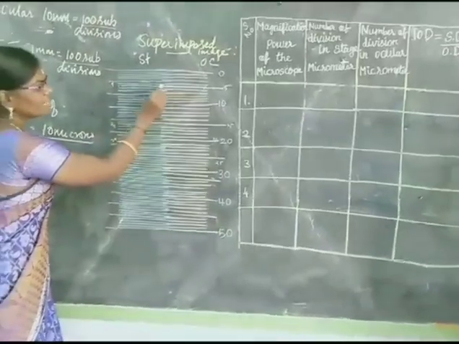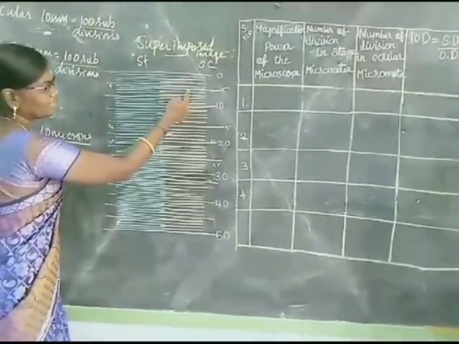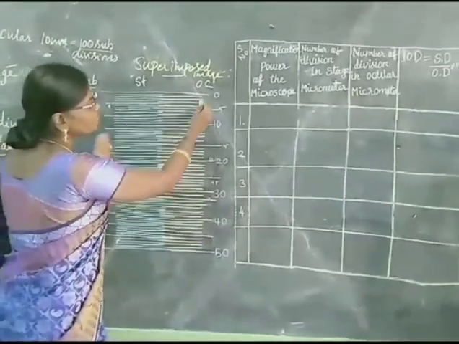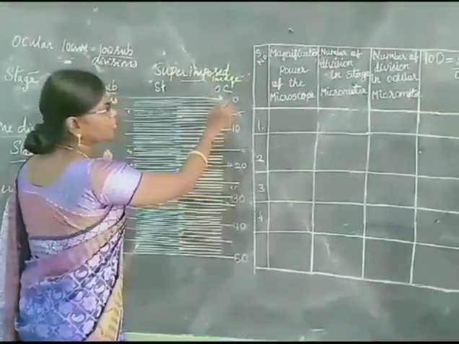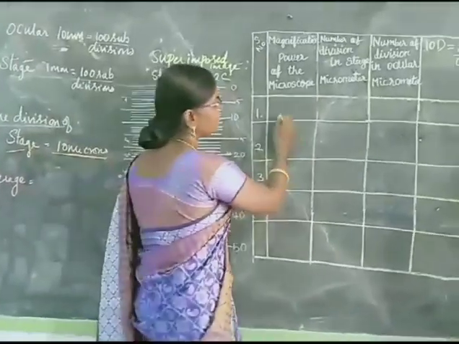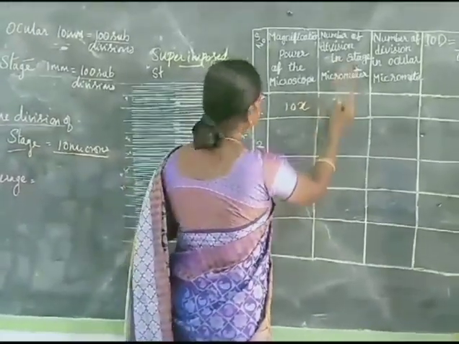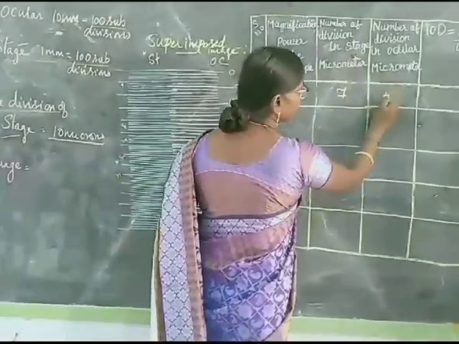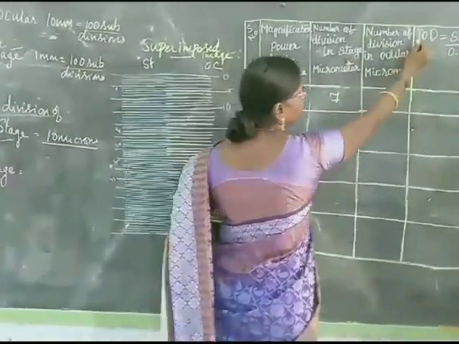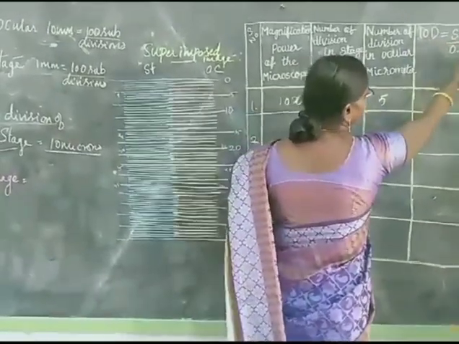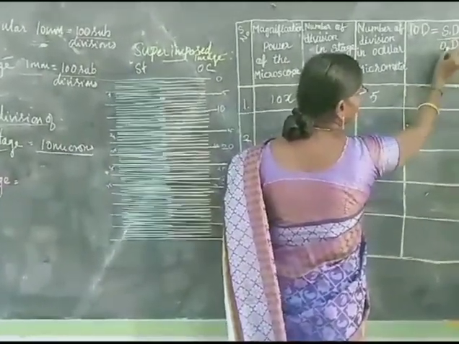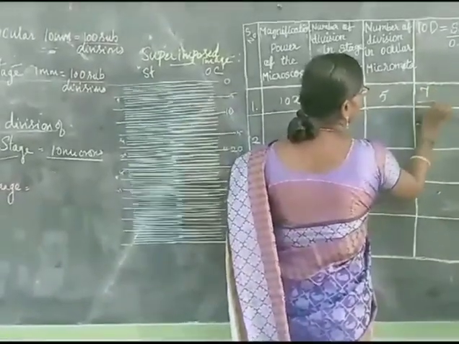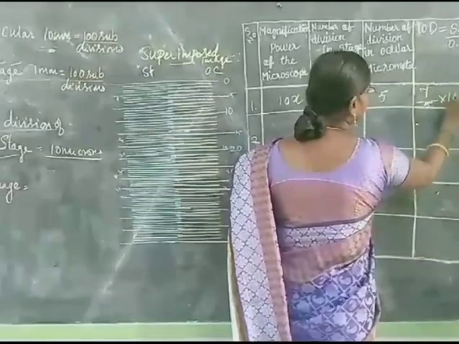So the seventh line is indicated in the white line in the image. The seventh line of the stage is superimposed with the fifth line of the ocular. At 10x, the number of stage divisions is 7 and the number of ocular divisions is 5. So the value of 1 ocular division is equal to stage divisions divided by ocular divisions into 10 µm. So 7 divided by 5 into 10.